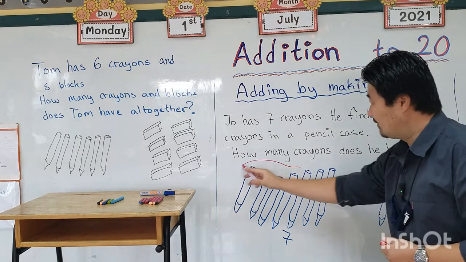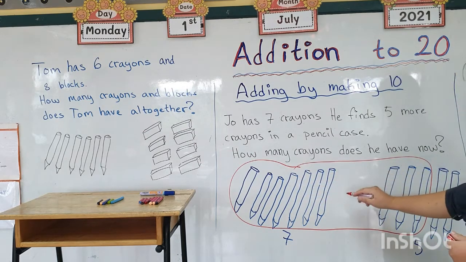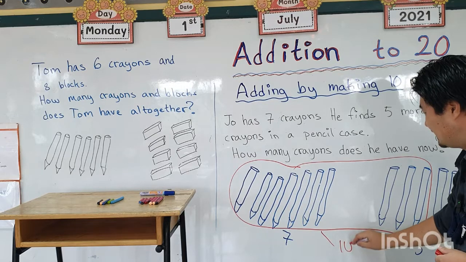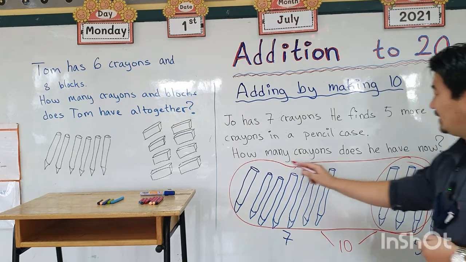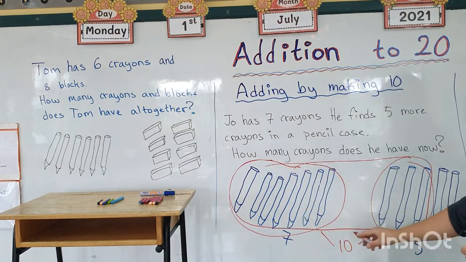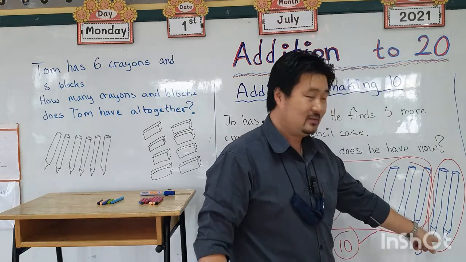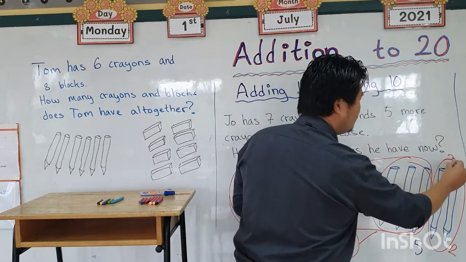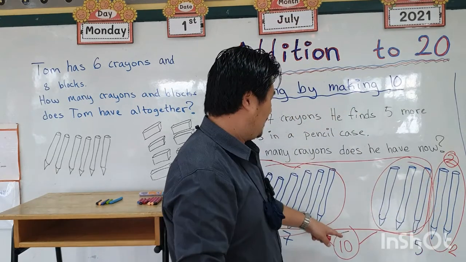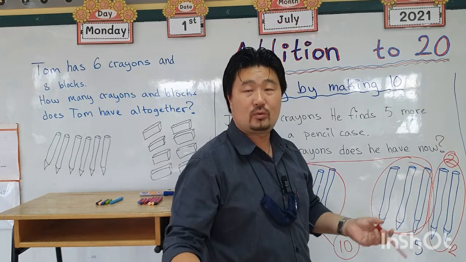So here we have 7, and then we take 3 more. So now we have 10. That makes 10. These 3 here and these 7 here. That makes 10. Then how many do you have left here? How many are these? 2. So you have 2 left. Right here, 2. So you have 10 and 2. And everyone knows that 10 plus 2 is 12.